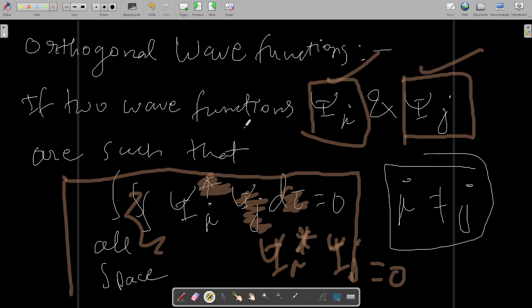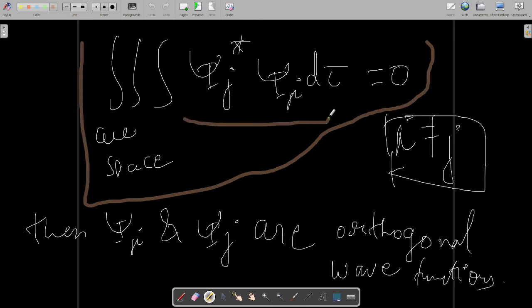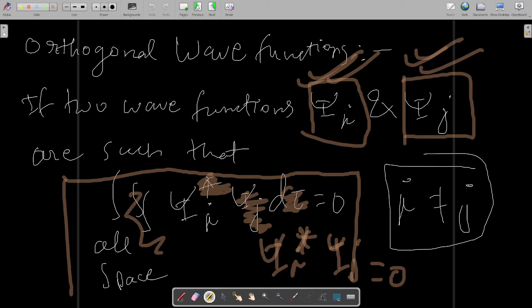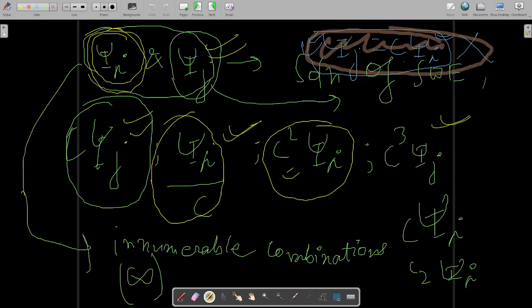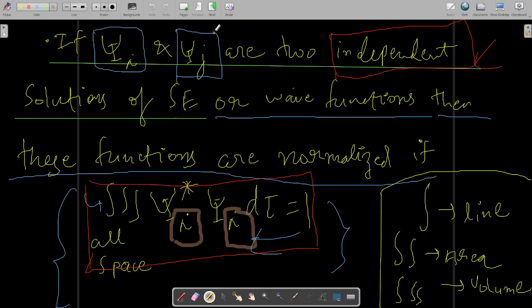So conjugate of psi i multiplied by psi j taken over the volume integral will yield you 0. And similarly, if the original function is taken and the conjugate of this is taken, then it will again yield you 0 when you take the volume integral. So that is the thing which has been written over here. Now don't get confused between the two conditions. The two conditions I have already told you. This condition was a very different condition.